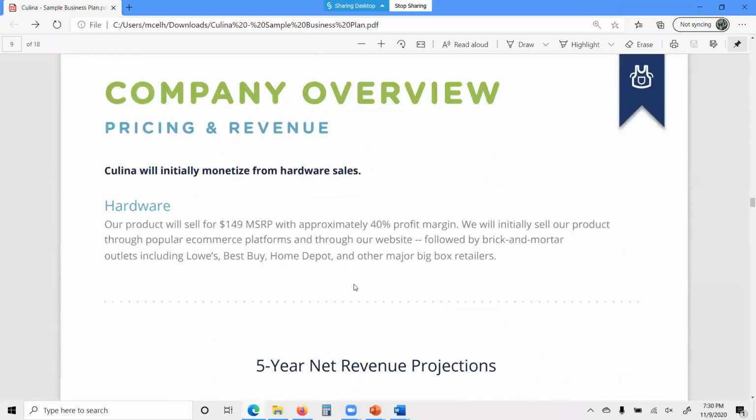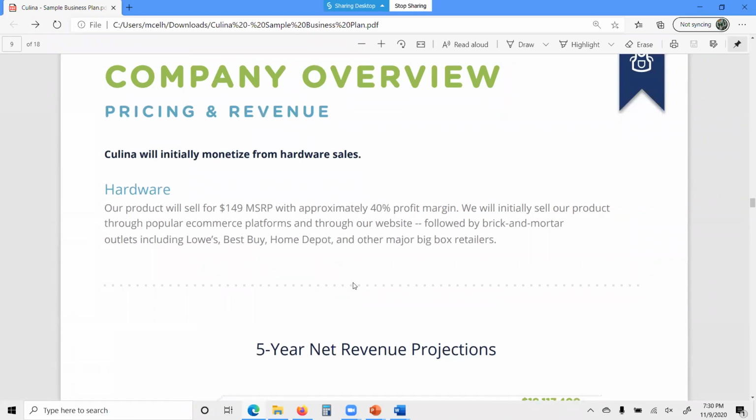So they do mention, what's the product going to cost? $149. Profit margins approximately 40%. How are we going to sell the product? E-commerce and website to start, brick and mortar after that, including in places like Lowe's, Best Buy, Home Depot, other big box stores. Sometimes it takes a little work to get into Walmart.